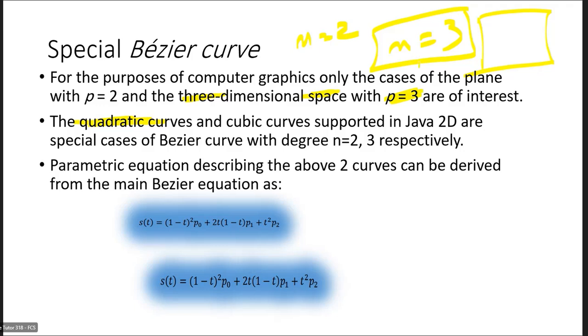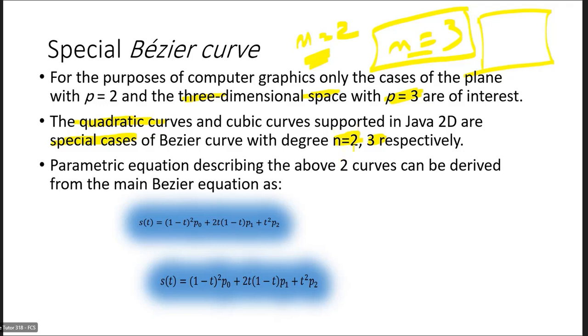So in Java, we have seen in the previous classes that the quadratic curve means n equals to 2, and cubic curves mean n equals to 3. So these are the special cases that you have seen. So the degrees are 2 or 3.